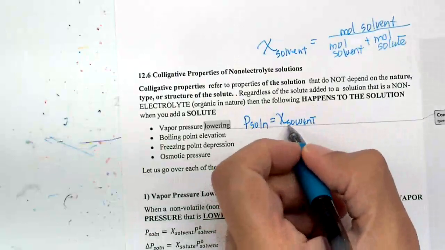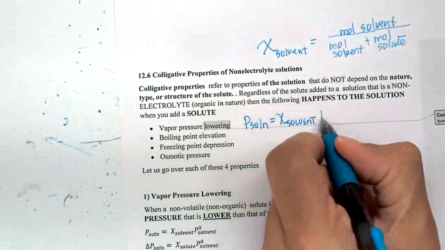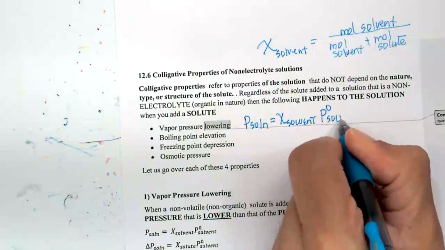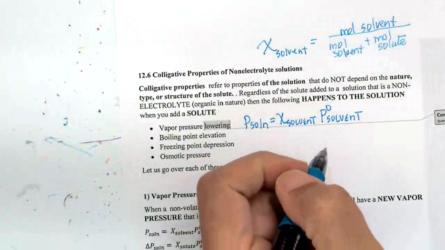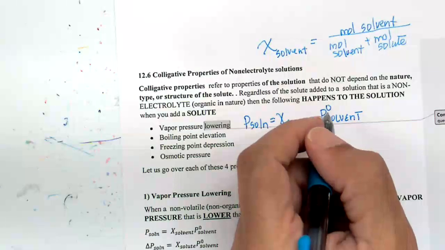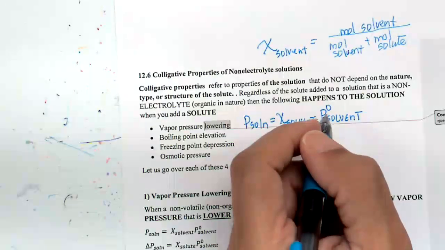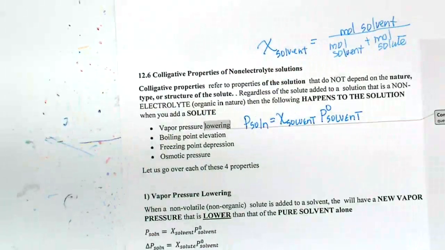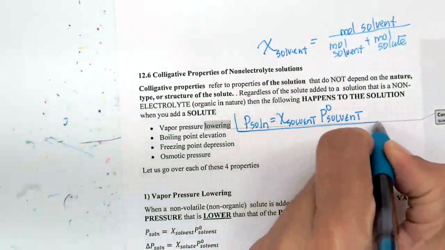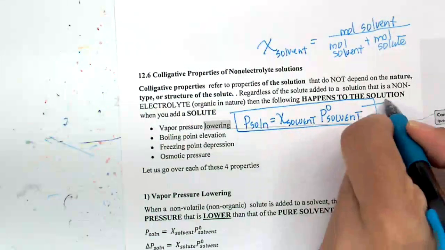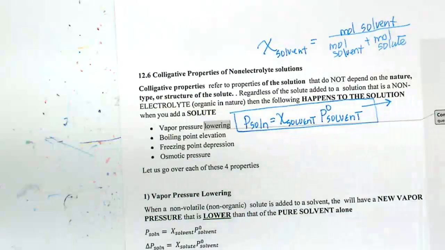And then this mole fraction of the solvent times the vapor pressure of the solvent neat, by itself, vapor pressure alone. This is P naught. Sometimes in chemistry we call it neat. My PhD mentor would say, can you give me this neat dichloro something something? Neat means vapor pressure of the solvent alone, untouched, by itself. So this is the equation that will give us the new vapor pressure of the solution. I'll give you this equation on the test. You just need to know how to use it.